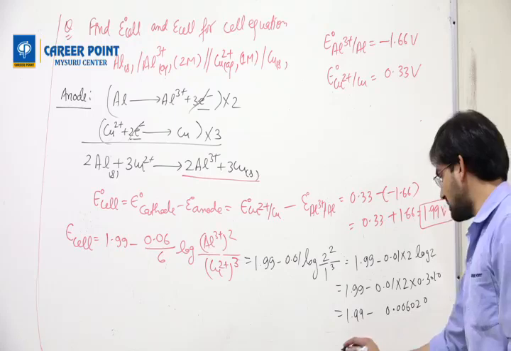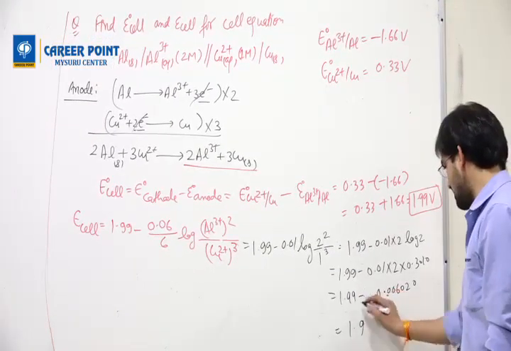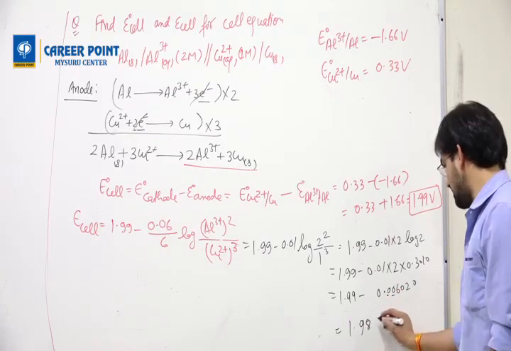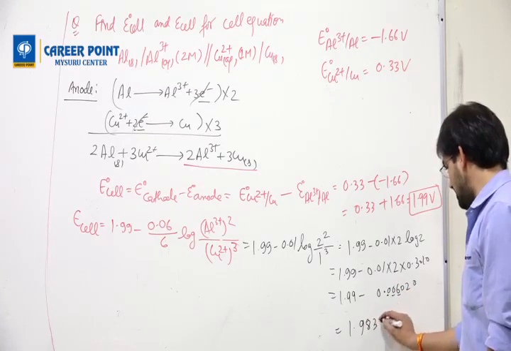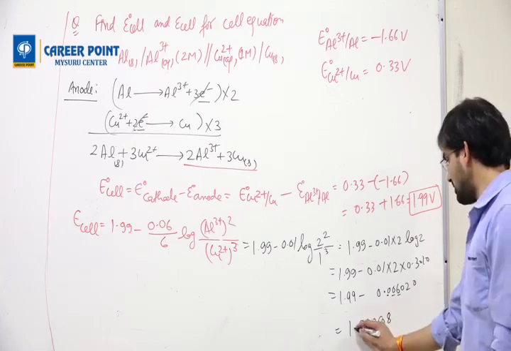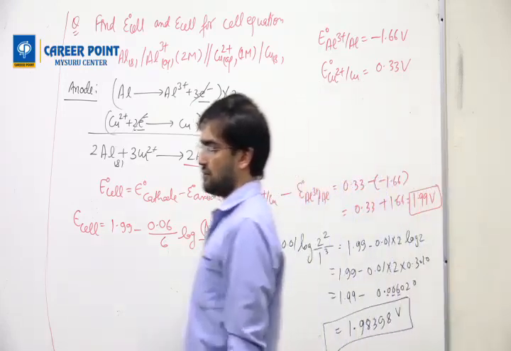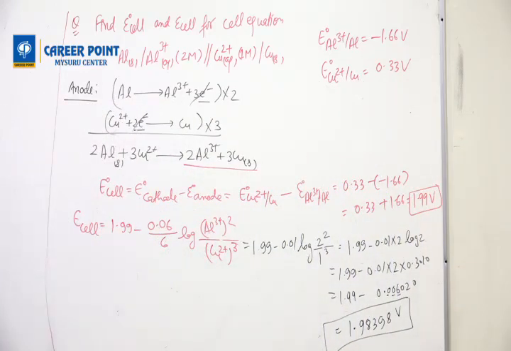Now I'm going to subtract this from there. So 1.9 here, 8 here, 3 there, 9 there, 8 there. So the answer will become 1.98398 volts. 1.98 is also a correct answer. Understood?